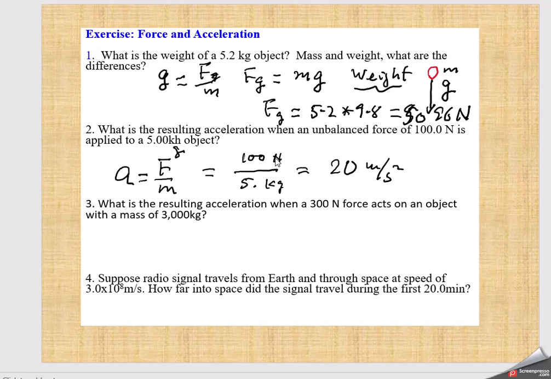Now, number three, what is the resulting acceleration when a 300 newton force acts on an object with mass 3000 kg? Well, just to give you more exercise, this is exactly the same thing. Force 300, mass 3000 kilograms, and then of course, 0.1 meters per second squared. So in this case, because the mass is big, the acceleration is very small.